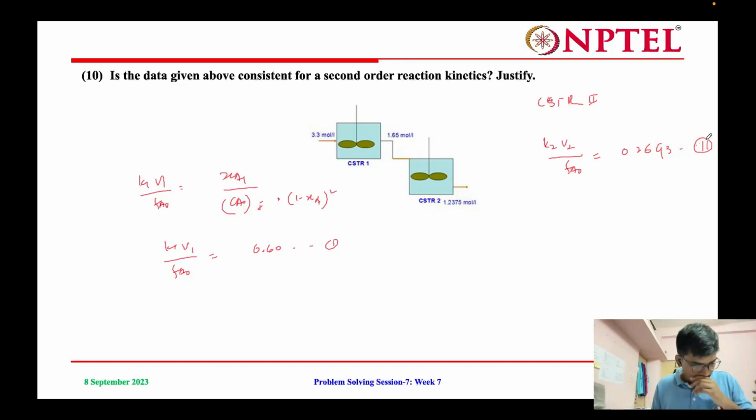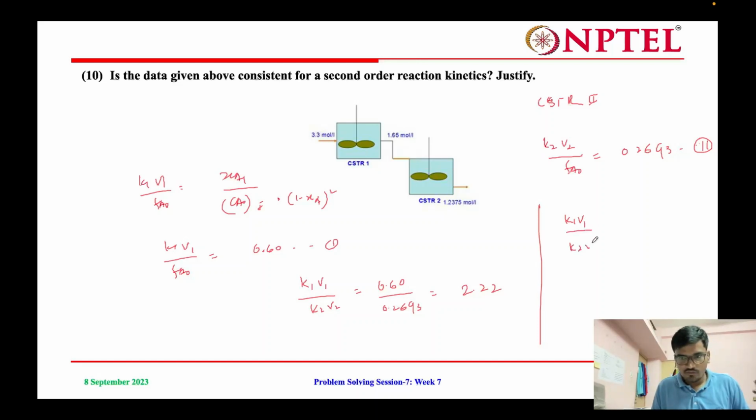Right. So based on equations 1 and 2, K1 V1 divided by K2 V2 equal to 0.601 divided by 0.2693, so 2.2. And according to the problem statement, K1 V1 by K2 V2 equal to 2.2. Right, almost equal. So this is consistent. The data given above is consistent with second order kinetics.